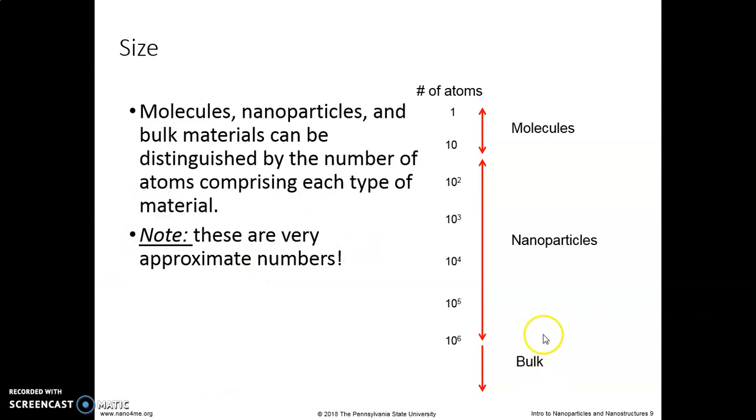These numbers are very approximate only. Sometimes they take about 10 power 6 and beyond that as nanoparticles, but a combination of about 10 atoms they will also call nanoparticles.